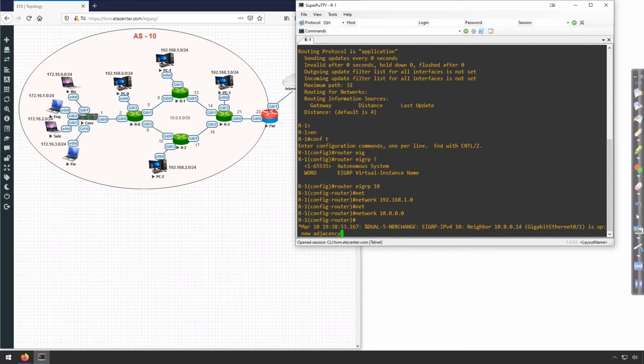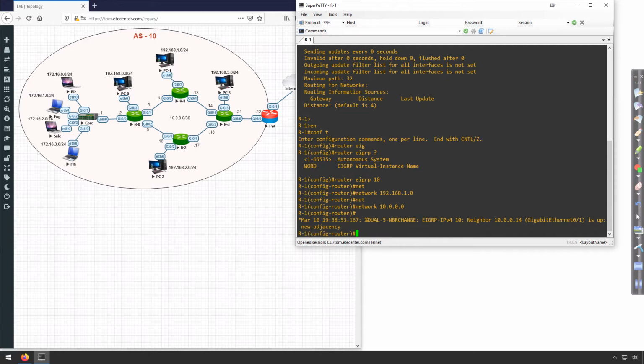Let's take a look at the messages. DUAL: Neighbor, EIGRP for IPv4 on autonomous system number 10. The neighbor is 10.0.0.14, which is router 3's gigabit 1 interface. And our exiting interface is gigabit 1, and the adjacency is up. Currently, router 0 is not running EIGRP, so router 1 does not have any adjacency with router 0.